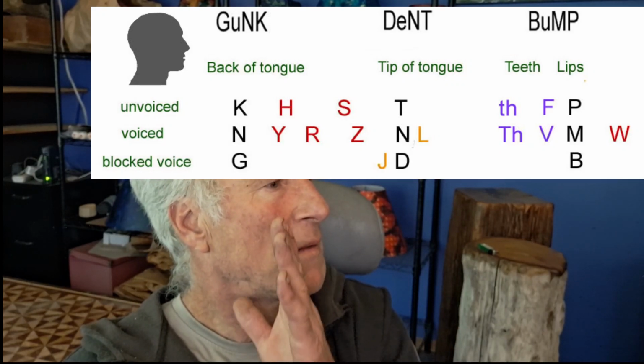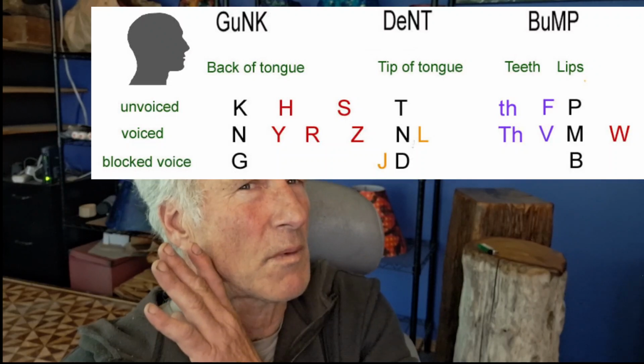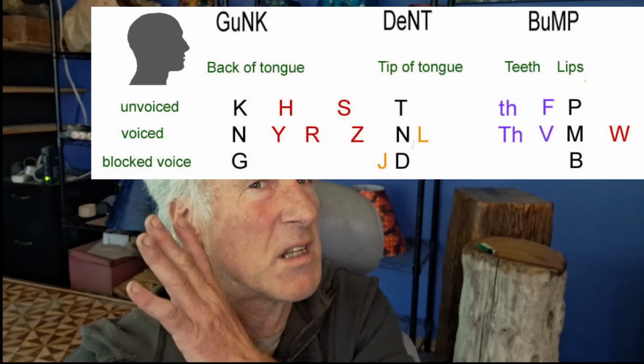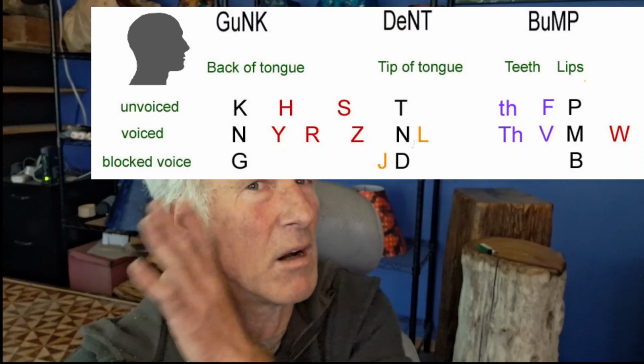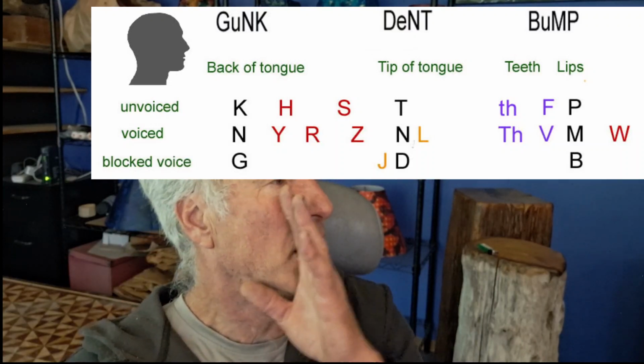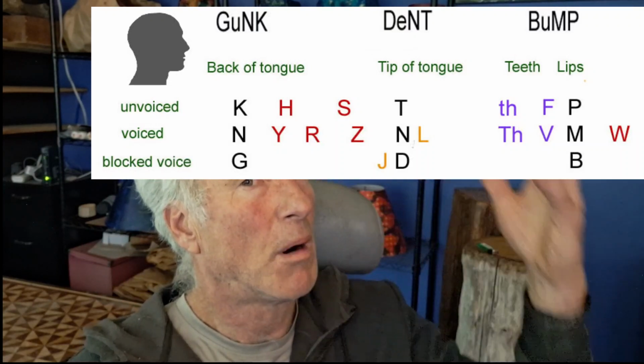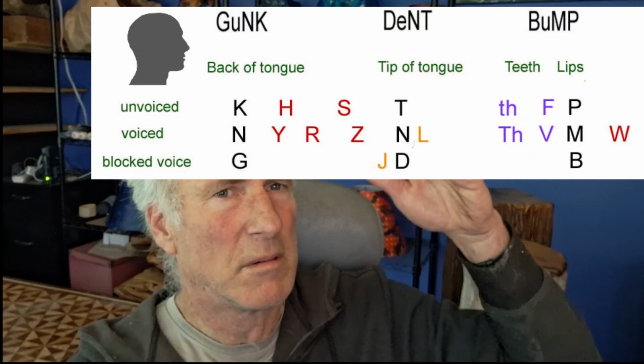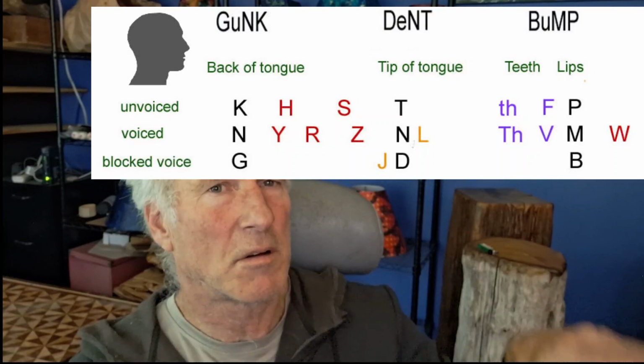And then in the very back, the gunk letters, because gunk is in deep. That's the thinking. Gunk in deep, dent just inside, bump out front. So the bump, dent, gunk consonant location chart.